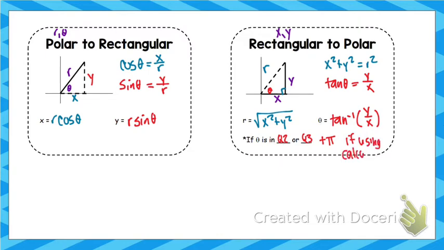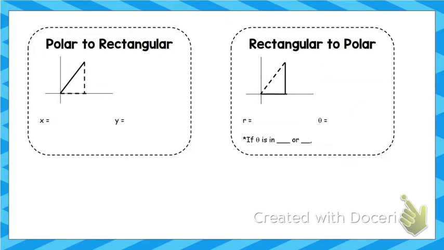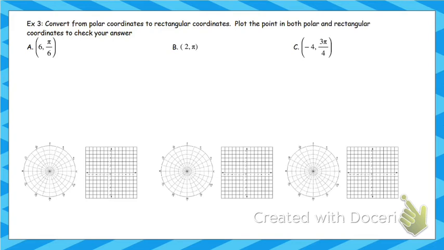Just like we added 180 when we used the calculator for degrees. Now, if you don't use your calculator and you're just using the unit circle, you'll be okay. All right, so let's go ahead and convert some of these points. So we're going to start with going from polar to rectangular.